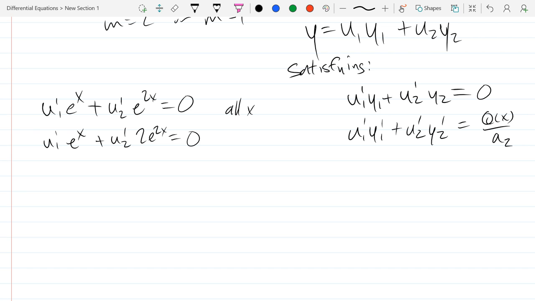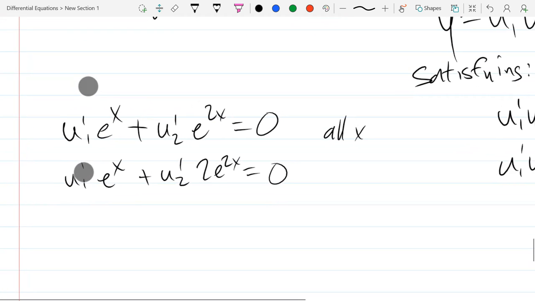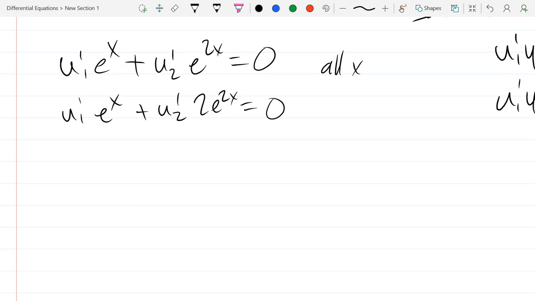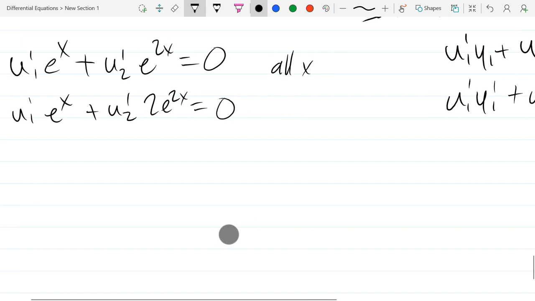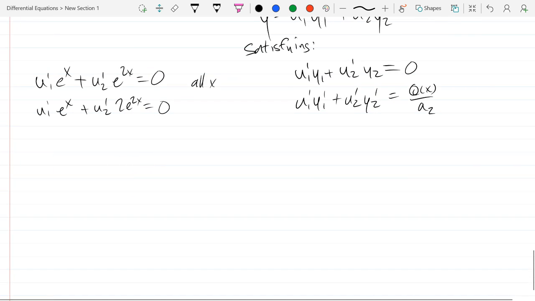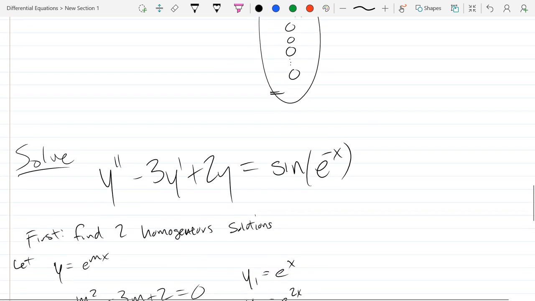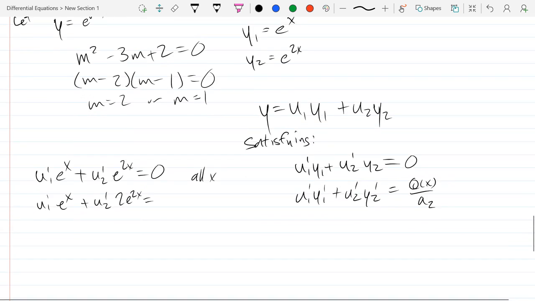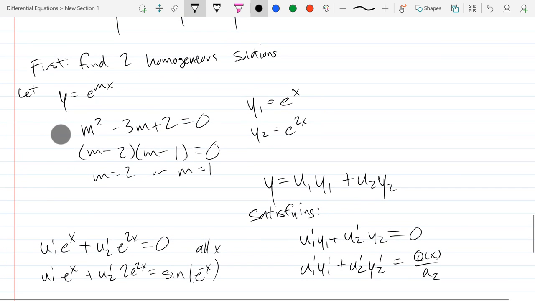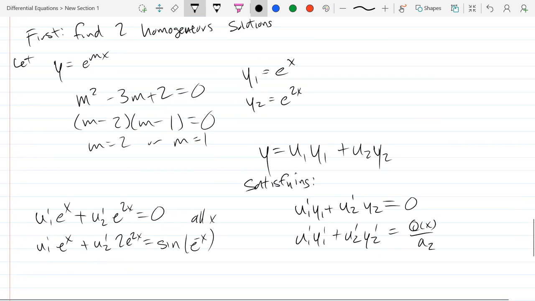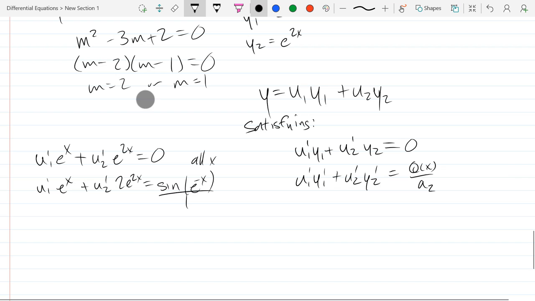So this may seem a little bit tricky, but these equations are actually pretty similar when you look at them. They're not too far apart. Oh, what did I do wrong? Yep, so our q of x is that really hideous function, sine of e to the negative x, and our a2 was 1. So sine of e to the negative x over 1.